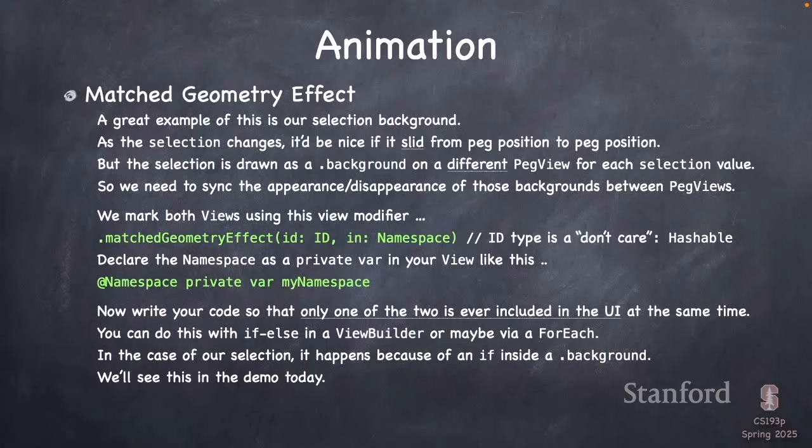And it matches not just position, but also size. So if it disappears in one space and it's like a little icon view of it, and then it appears in another place where it's the real thing, it'll zoom it up to size too, which is kind of cool.